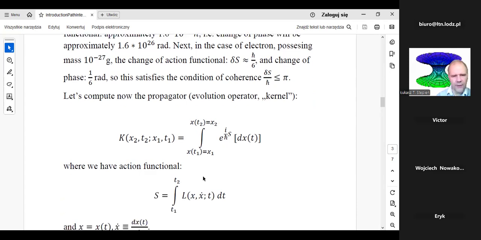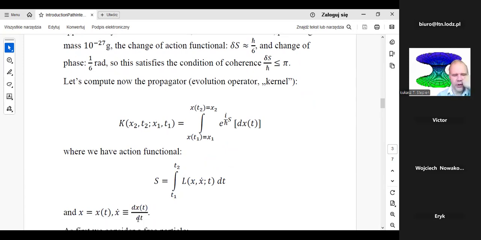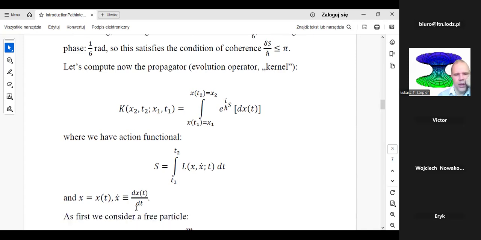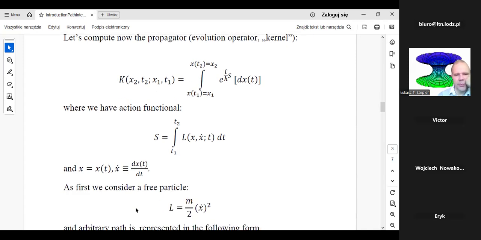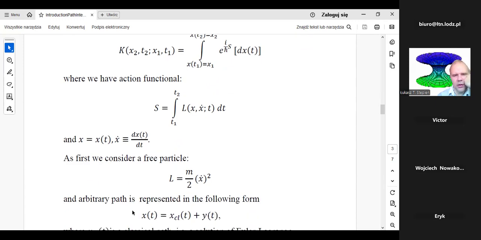And of course, we have action functional defined as usual. And of course, we assume that x dot is defined as the usual derivative of x with respect to t. And we consider a free particle. So the free particle is the simplest case in classical mechanics. Its mass is equal to m, it's constant.